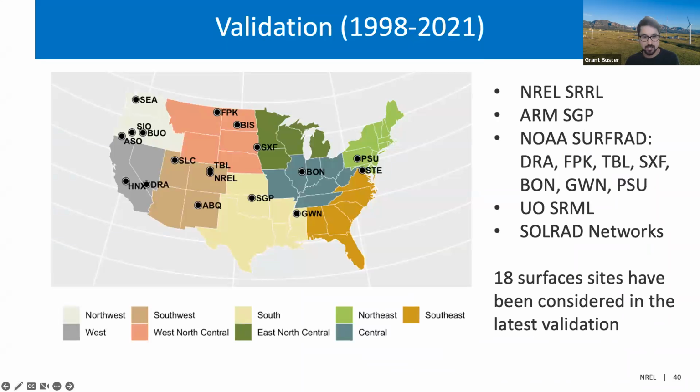Okay, so validation. These are the 20 ground measurement sites that we're using. We've expanded our ground measurement suite of sites outside of just the SURFRAD sites. We're now including a bunch of University of Oregon sites for the Western satellite and also sites in the SOLARAD network. Okay, so I guess it's just 18, my apologies. Next slide.